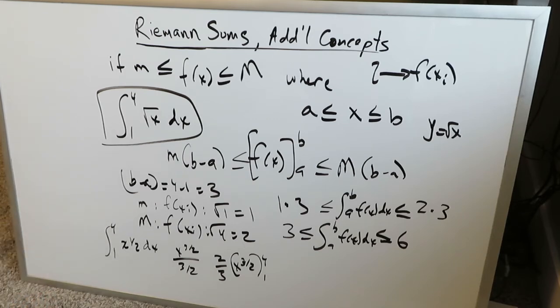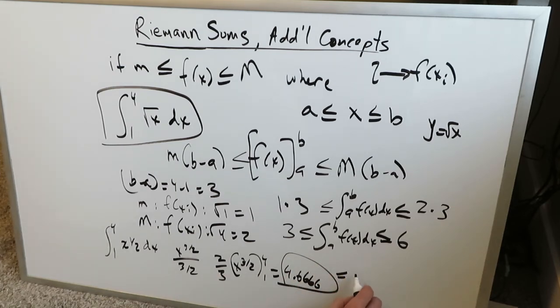I'm getting here an area of 4.666. That right here represents the true area, but we're saying we don't want to find the true area. We just wanted to find the range of the area. The range of the area is somewhere larger than 3 but less than or equal to 6, and this falls very well within that range.